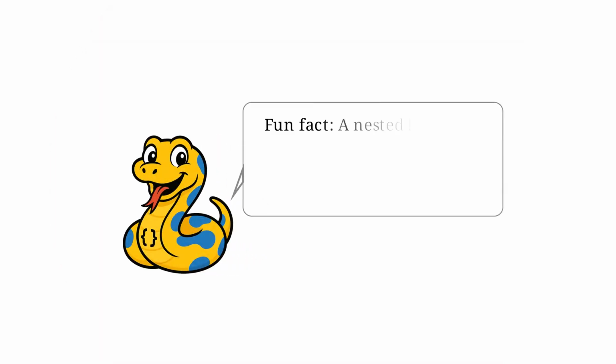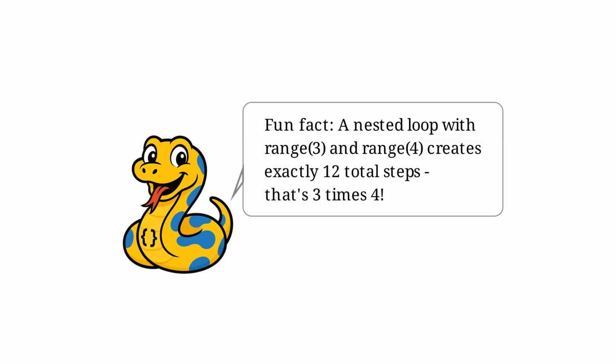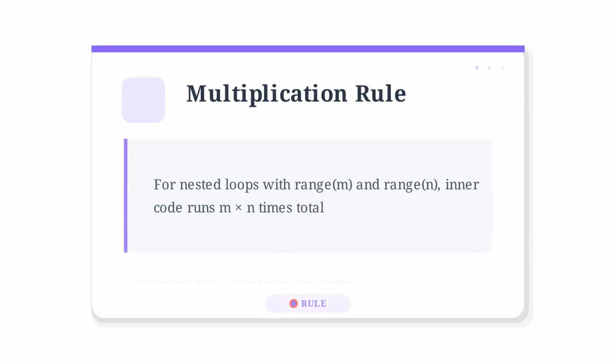A nested loop with range 3 and range 4 creates exactly 12 total steps. That's 3 times 4. The multiplication happens automatically. This leads us to our multiplication rule. When you have nested loops with range m and range n, the code inside runs m times n total iterations. In our example, that's 3 rows times 4 seats equals 12 total steps.